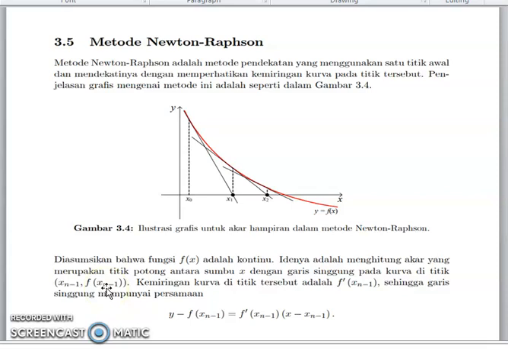and the slope of the curve at that point is the first derivative f'(x_{n-1}), so that the tangent line has the following equation: y minus f(x_{n-1}) equals f'(x_{n-1}) times (x minus x_{n-1}).